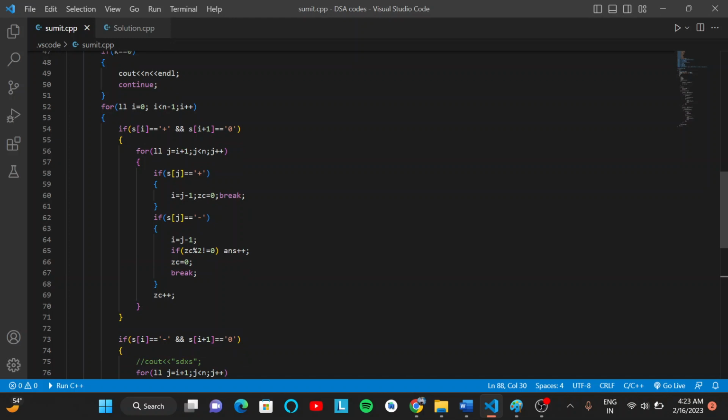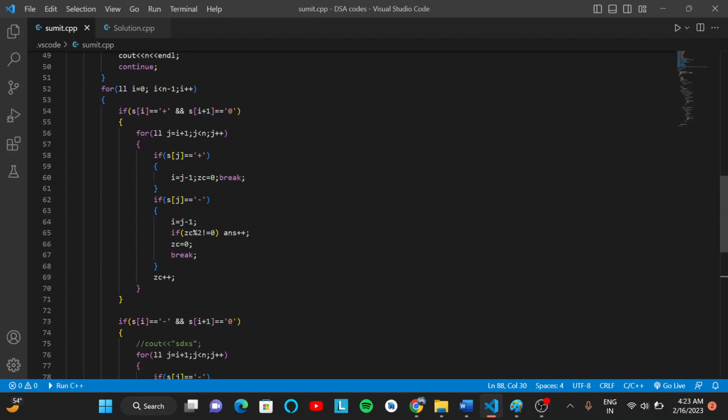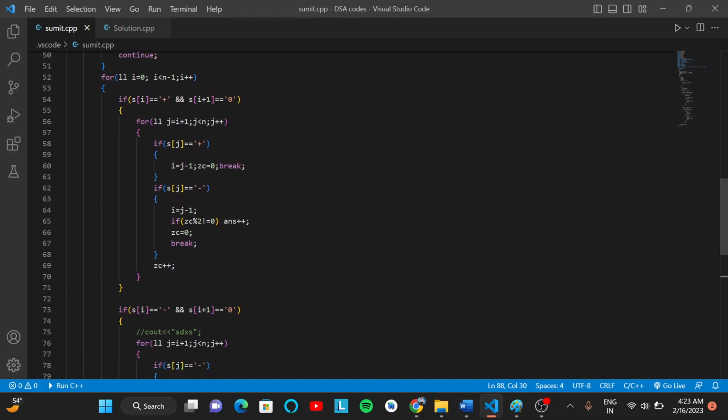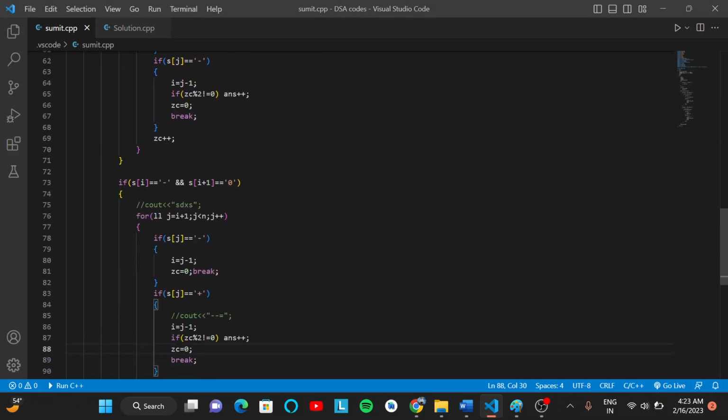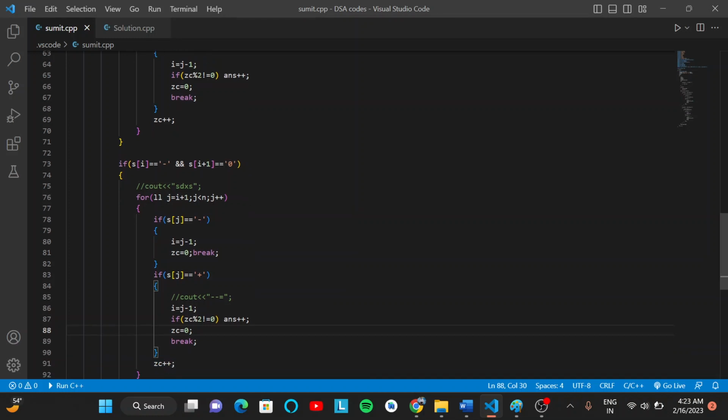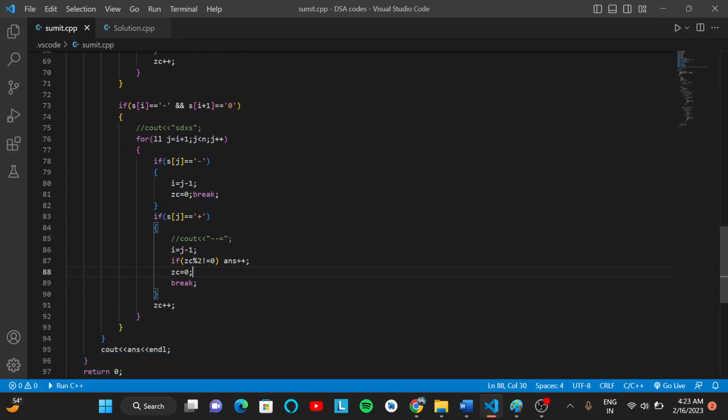But if we get a negative charge after a positive and a neutral, we'll check the 0 count of this loop, and if the 0 count is odd, we will simply increase the answer by 1, reset the 0 count and break out of this iteration to continue the main iteration. And we'll check for negative and 0 as well. You can see I have commented out some cout statements because I had to debug while solving it in the contest. I will give this code in the description as well. You can check it out there.